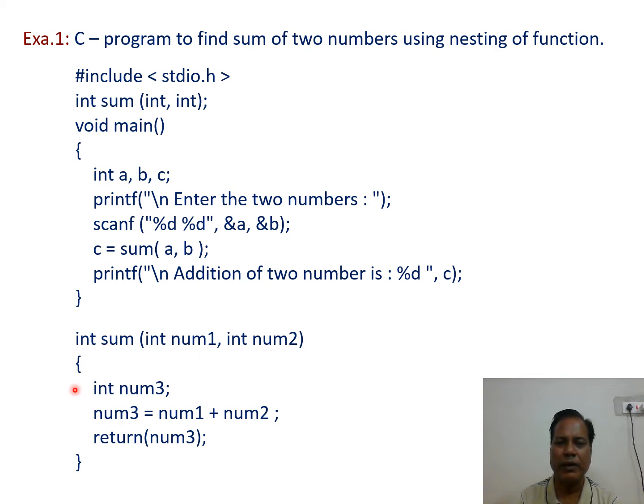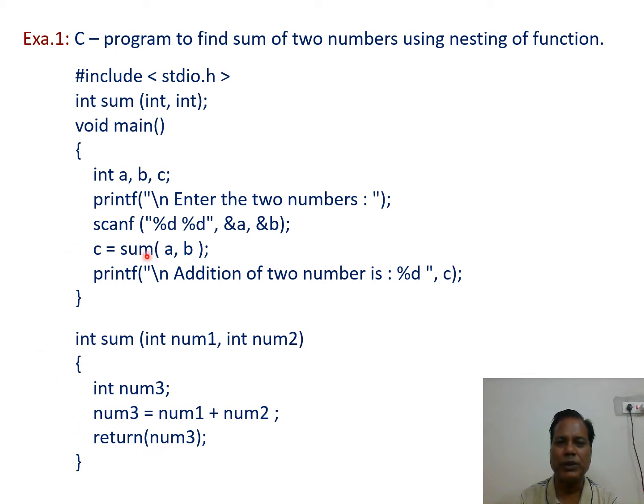Then within the body of this function, int num3; this integer variable num3 is declared. Then num3 = num1 + num2. The values of the received numbers num1 and num2 are added, and that is assigned to the left side variable num3, and this sum is returned to the calling function. So what is the value of num3? Using the return statement, this is returned to the calling function.